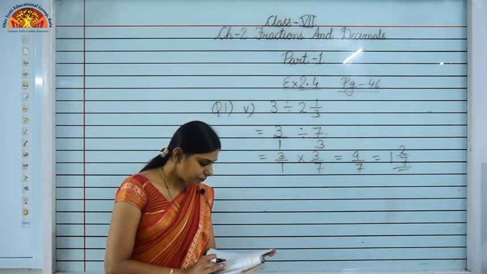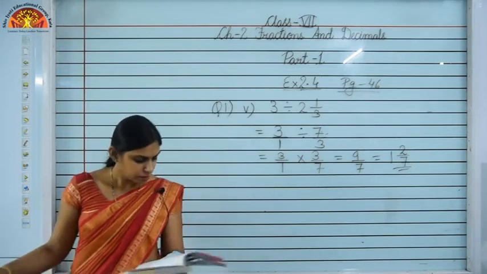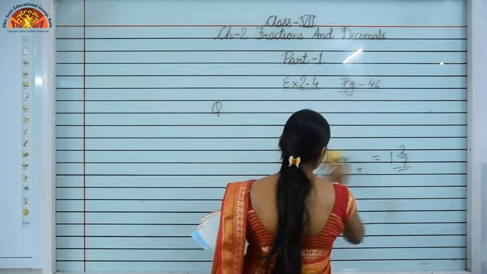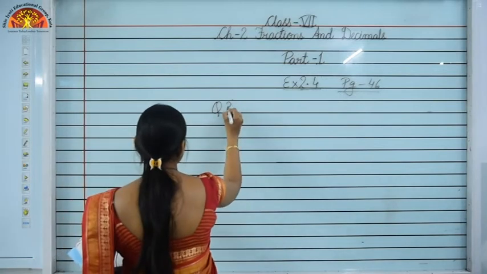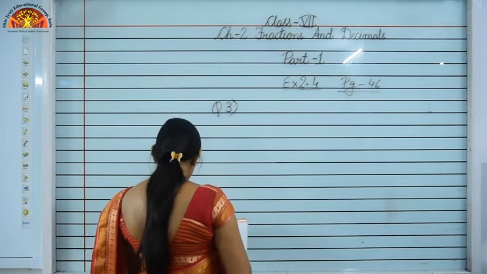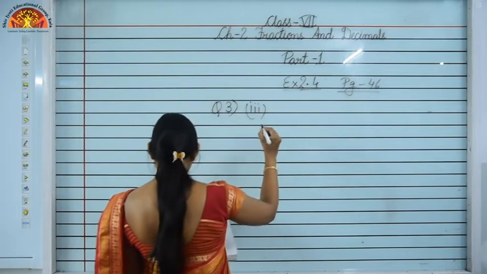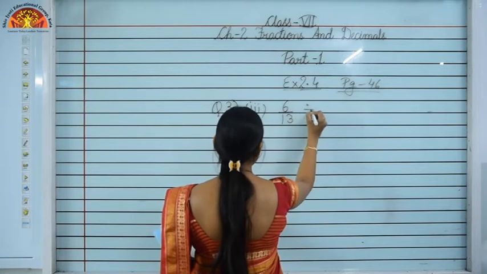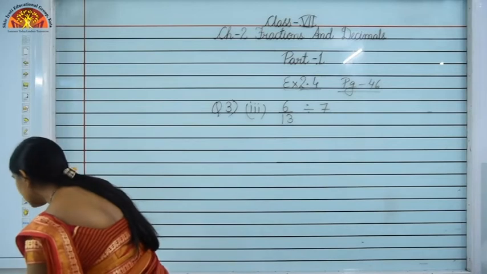Now just see the next question, that is the question number 3. Just go through the question number 3. Now we will solve third part. What is there in the third part? That is 6 upon 13 divided by 7. 6 upon 13 divided by 7.